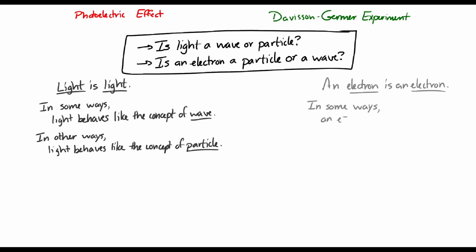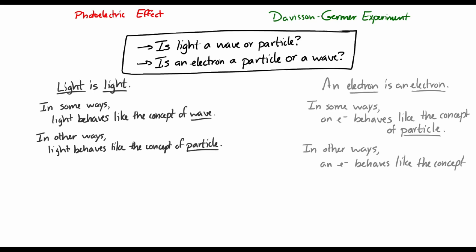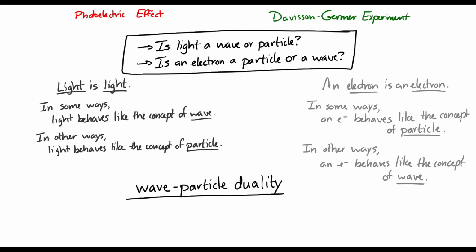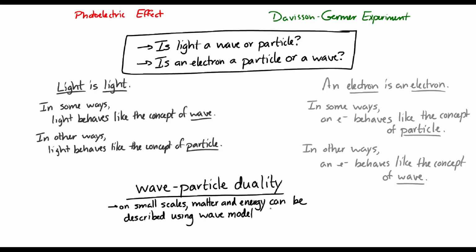An electron is an electron. In some ways, an electron behaves like our concept of a particle, but in other ways, an electron behaves like our concept of a wave. This is the idea behind wave-particle duality. On a very, very small scale, matter and energy can be described using the wave model and the particle model at different times and in different situations.